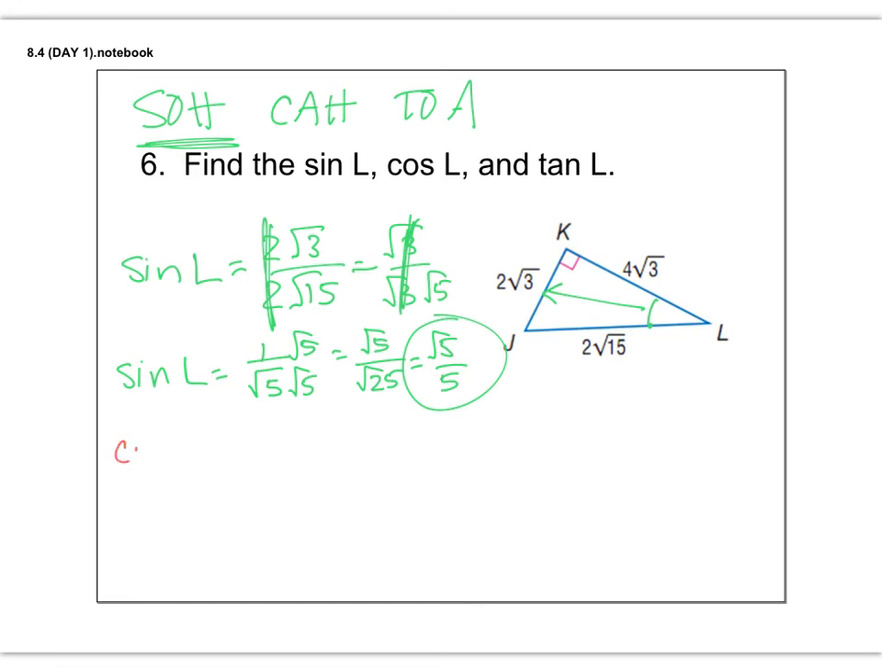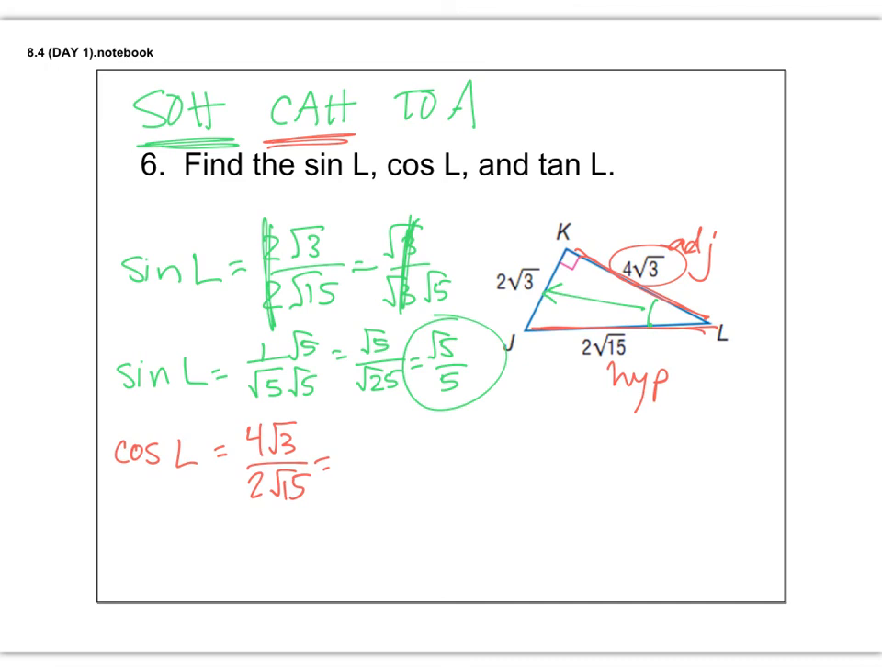Let's try cosine. So cosine L. Cosine is adjacent over hypotenuse. Adjacent to L, well, technically both of these two sides touch L, but 4 root 3 is the adjacent side, because 2 root 15 is the hypotenuse. So we're going to have adjacent, which is 4 root 3, over hypotenuse, which is 2 root 15.